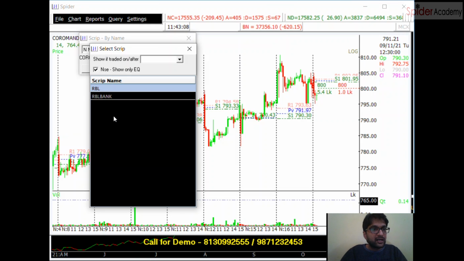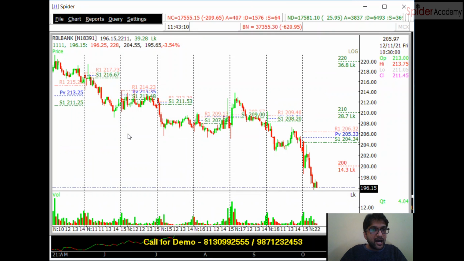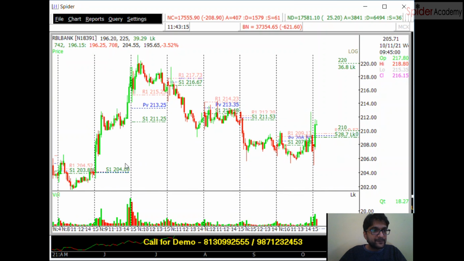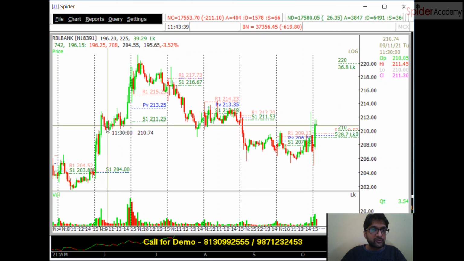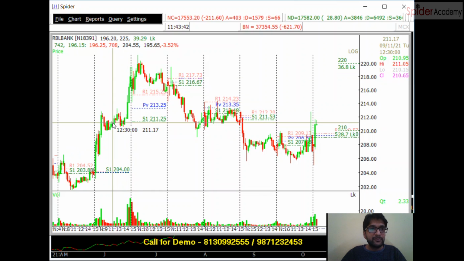Second, we can check RBL Bank. In RBL Bank, here we can see on the 9th of November, S1 and R1 overlapped each other on that day, and that is within the range of the previous day R1 and S1, making the ICPR, that is the inside central pivot range, and see the momentum. The stock moved from 208 to 218, sorry. So this is a kind of 10 rupees momentum in a stock with a price tag of 200, right?